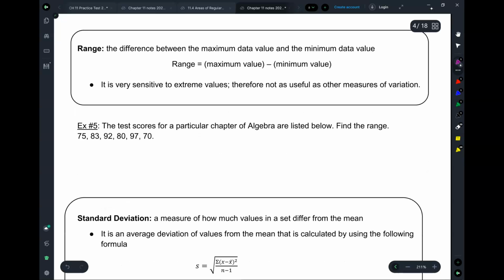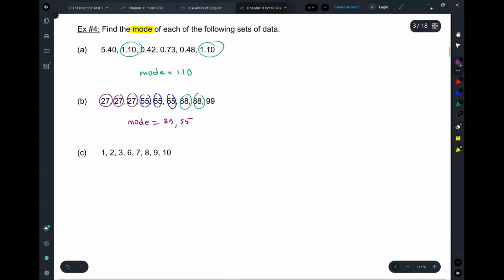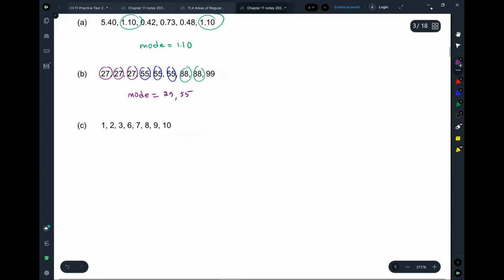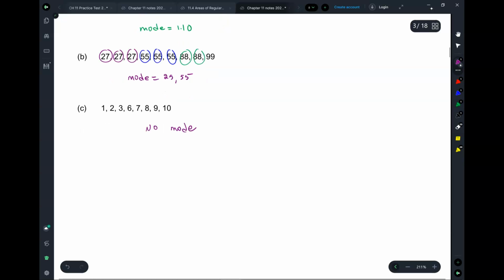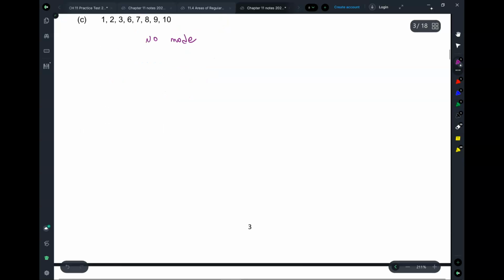Measures of variation. Oh, we skipped C. Is there a mode there? No mode. Okay. Let's go to measures of variation.